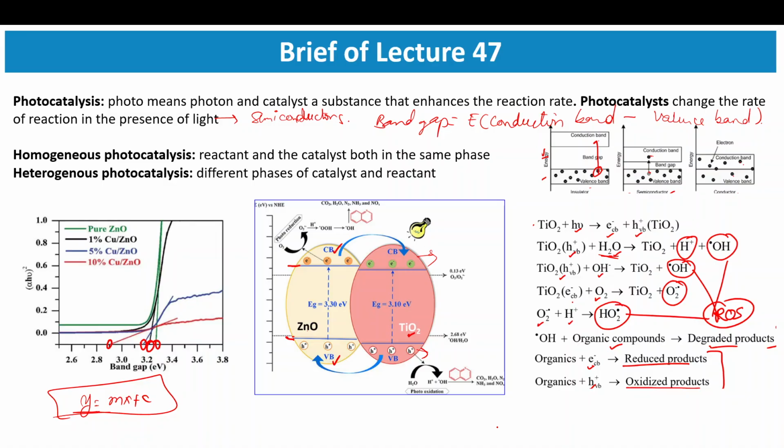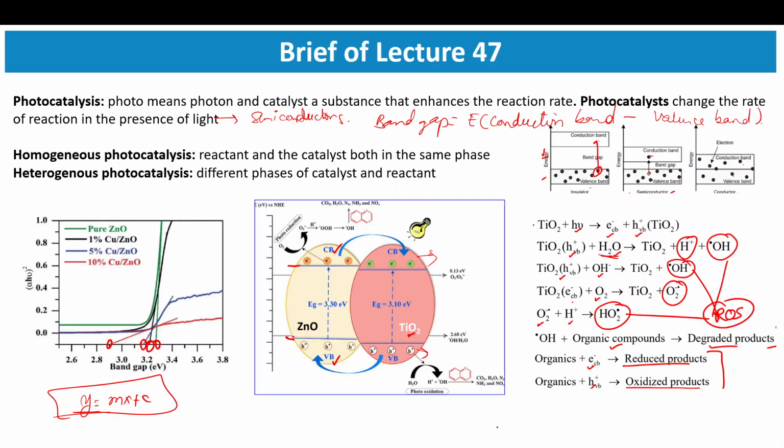This method is nothing but generating radicals by various means, right? Depending on the way you are generating radicals, the name of the advanced oxidation process is decided. Since here you are using photocatalysts, the name of this process is photocatalysis, right? And photocatalysis, depending on the phase you are using, can be divided into two classes: homogeneous and heterogeneous. Or basically this can apply to normally any catalysis process.